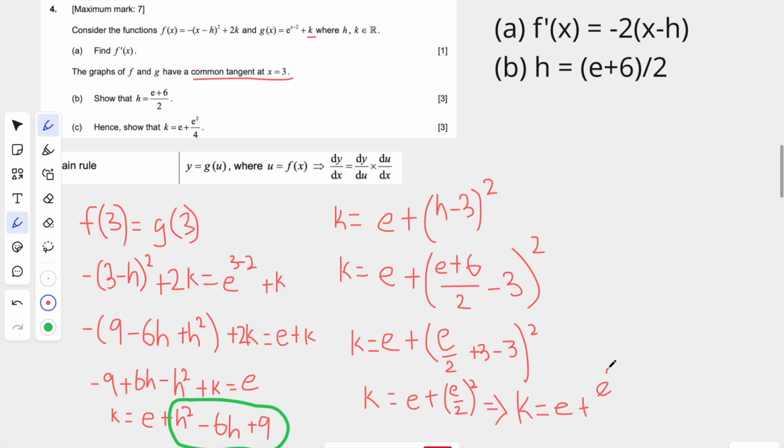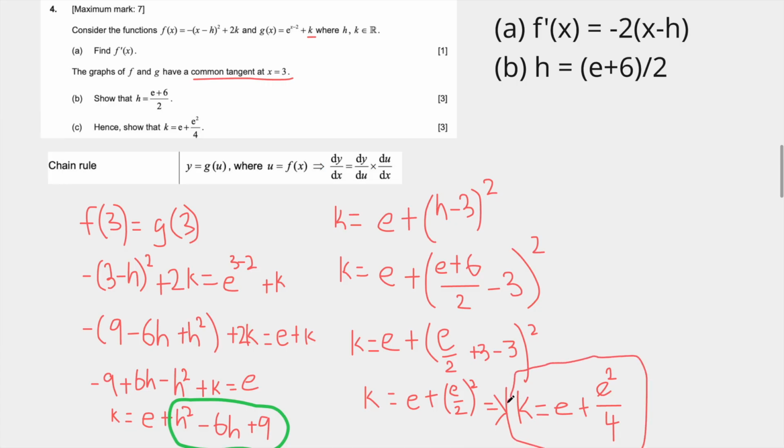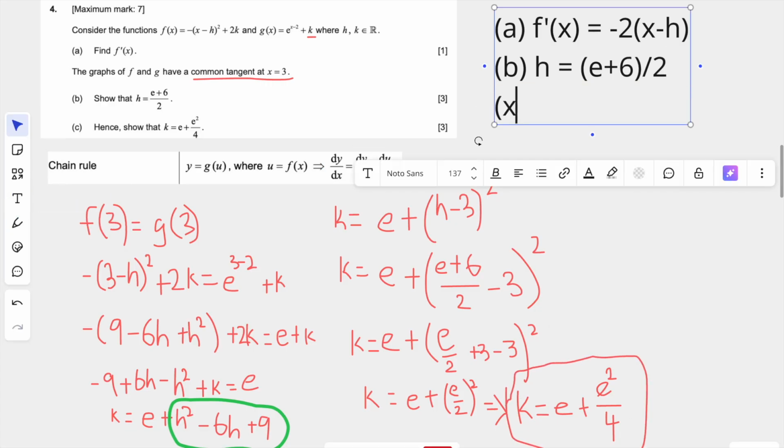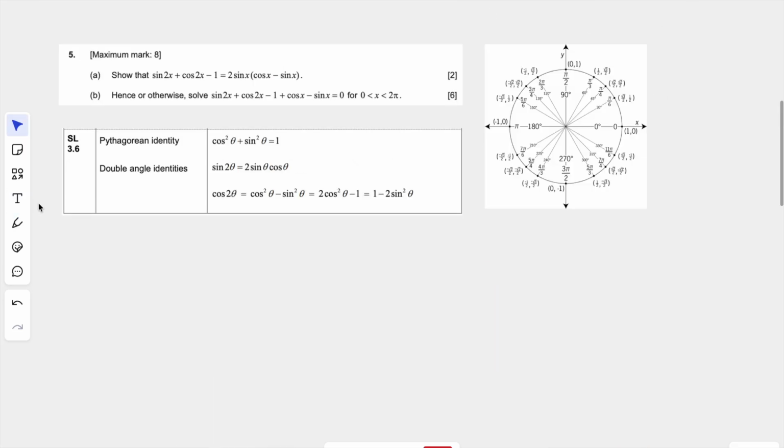Expanding these brackets results in k equaling e plus e squared divided by 4, which matches what the question wanted us to prove. Question 5 is all about trigonometric identities. For part A, we have to show that sine 2x plus cosine 2x minus 1 equals 2 sine x brackets cosine x minus sine x.